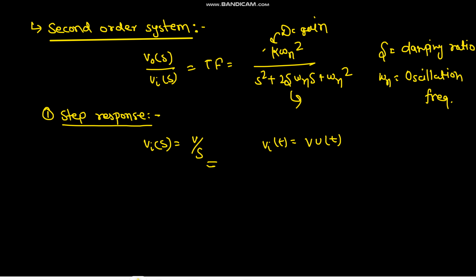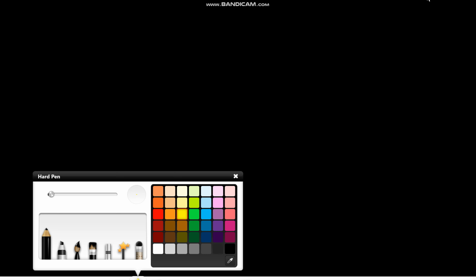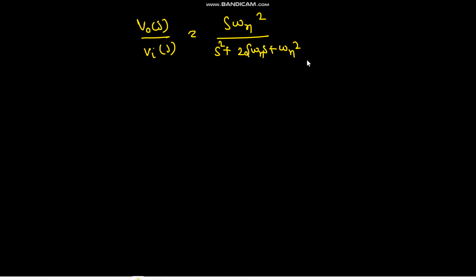Now one more interesting thing I will deal with here. Just imagine your transformation is something like this. There is one electrical circuit. You find the transformation V naught S upon V in S. You see one zero at 0 only, and two poles at some values. Your transformation is something like this. And now the input is V by S, like we have a step input here. So now how will your response look?